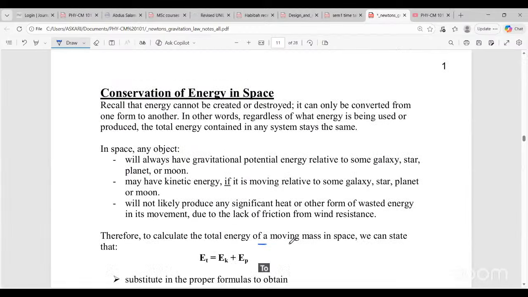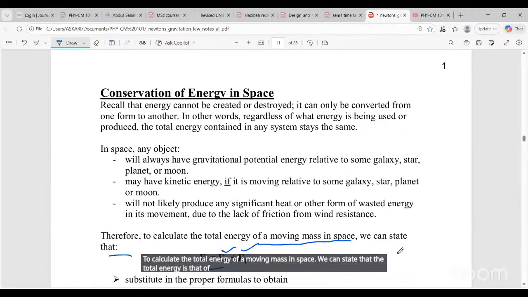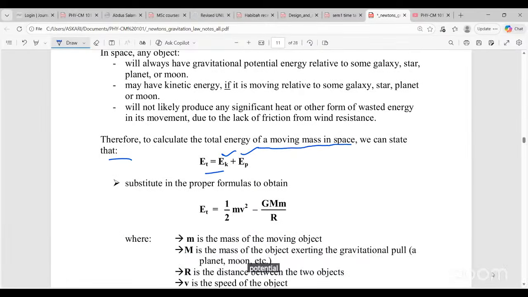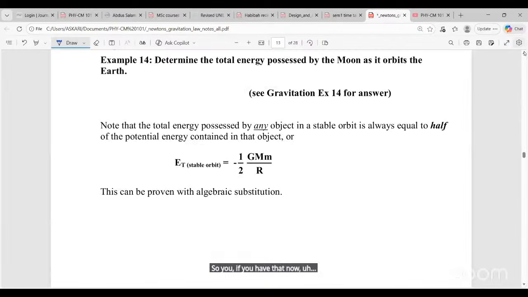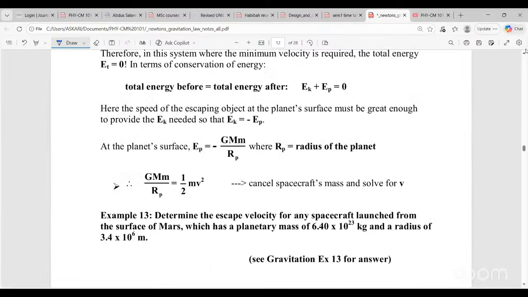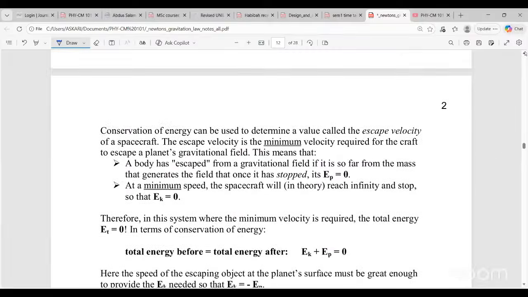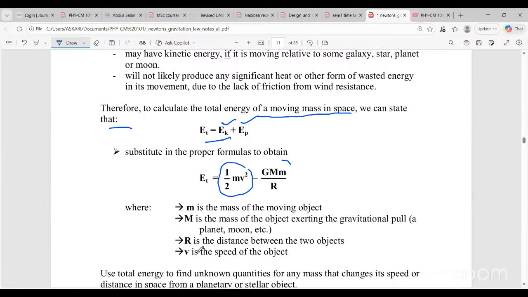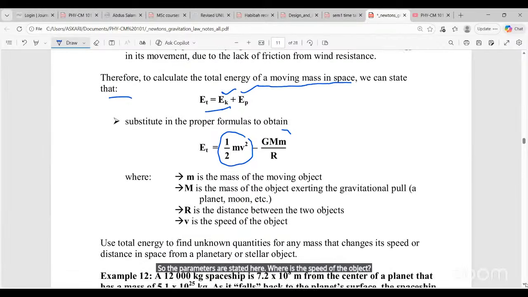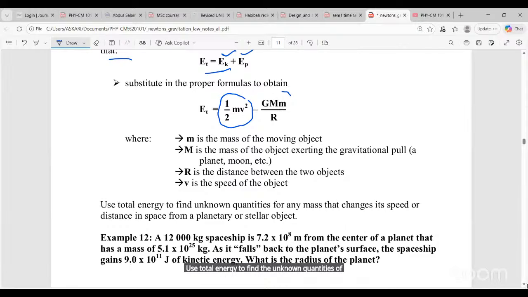To calculate the total energy of a moving mass in space, we can state that the total energy is that of kinetic plus potential. If we now substitute, kinetic is always half mv squared. That of potential is this. So the parameters are stated here, where v is the speed of the object. Use total energy to find the unknown quantities of any mass.